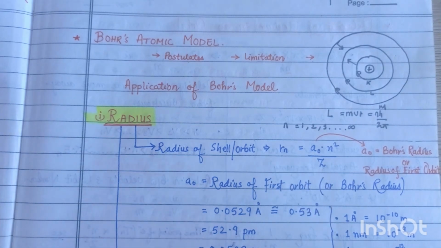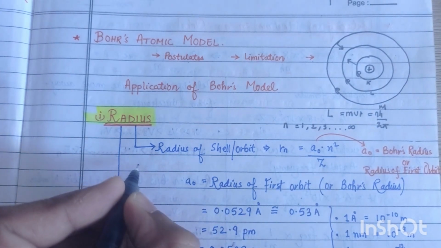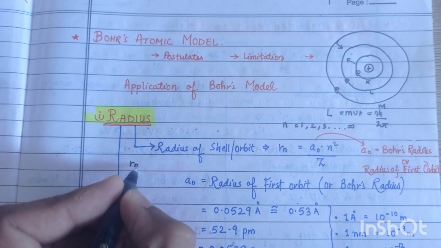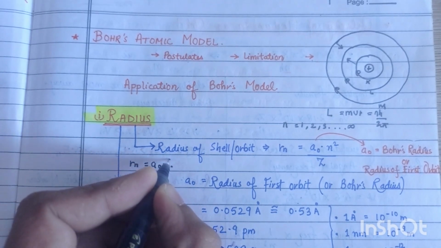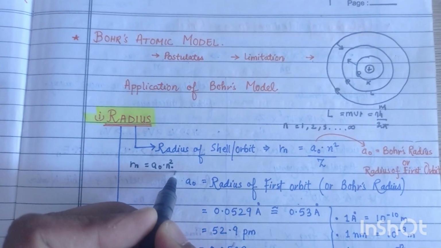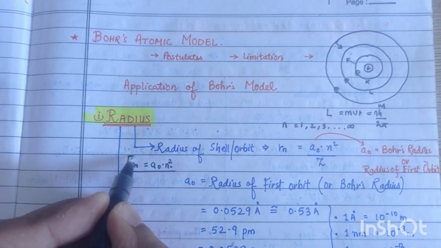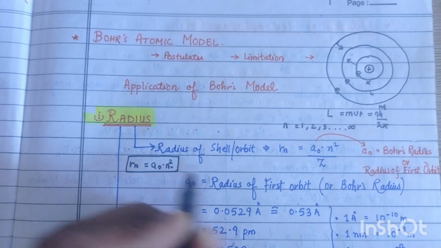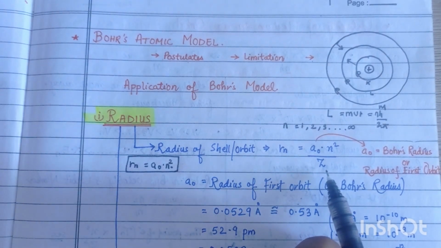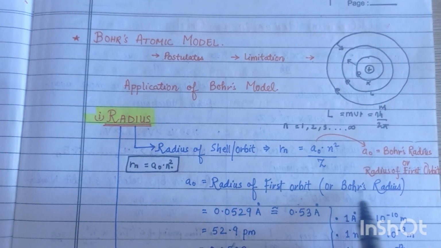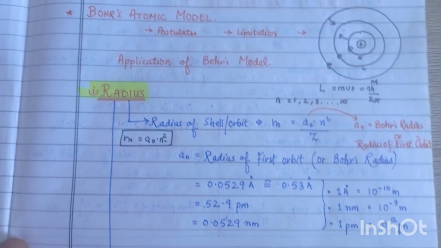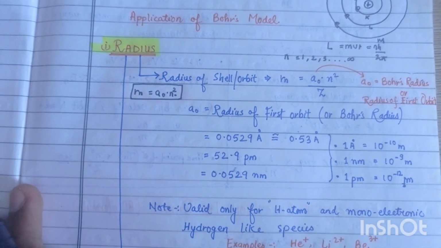So remember, my dear student, this formula, radius of a shell or an orbit, is calculated by a0 n square upon Z. But if it is only hydrogen, we can calculate the radius of nth orbit by a0 n square. If it is confirmed that the given element is hydrogen, then we use a0 n square. If something is like hydrogen, hydrogen-like species, I will discuss about the hydrogen-like species within a few minutes. Then we will use the Z formula, where a0 is the radius of the first orbit or the Bohr's radius. Remember, this value is calculated by Bohr.